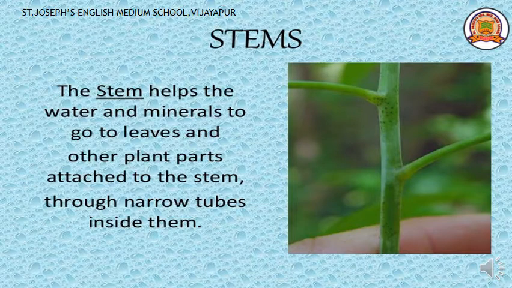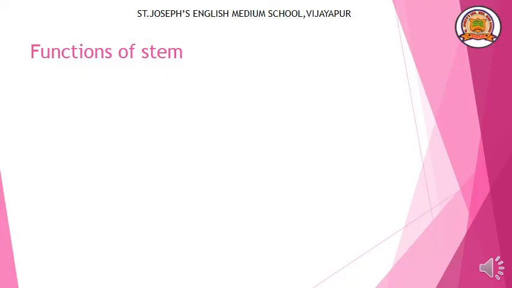Stem. The stem helps the water and minerals to go to the leaves and other plant parts attached to the stem through a narrow tube inside them. This is the function of the stem. Functions of the stem are like this.